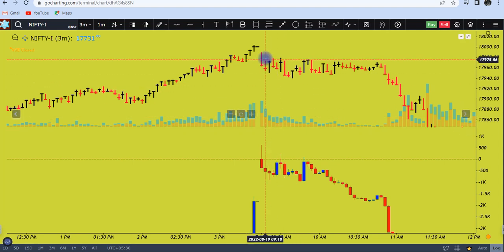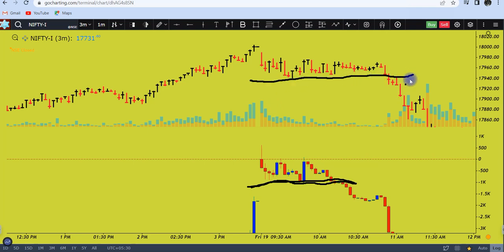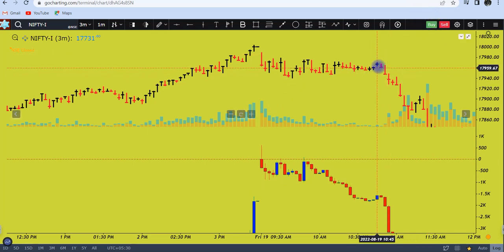Okay, so we notice the delta up till this point. Let me draw another line here so that you can understand. Up till here, this is the low that was formed, and this is the low. Now, up till this point, the delta remains within range, like our bar chart or the price is indicating.